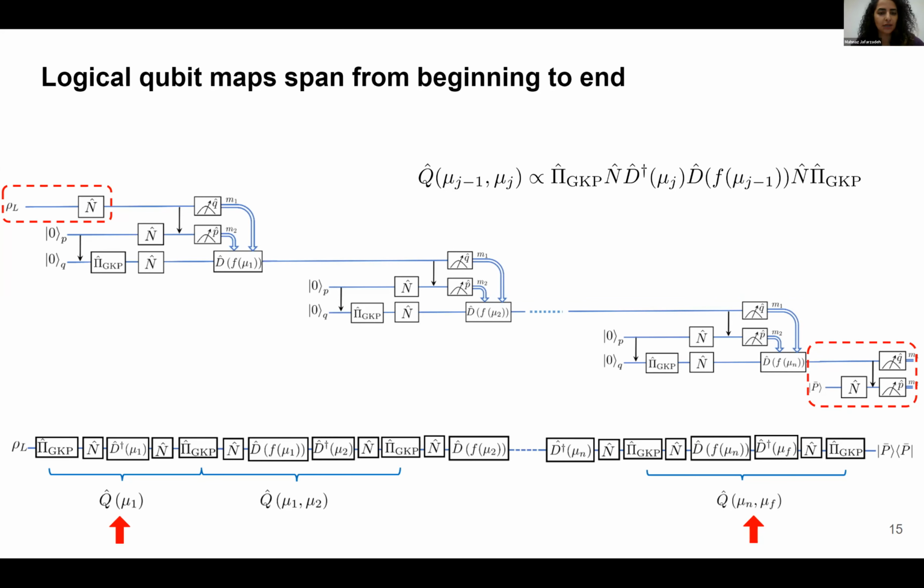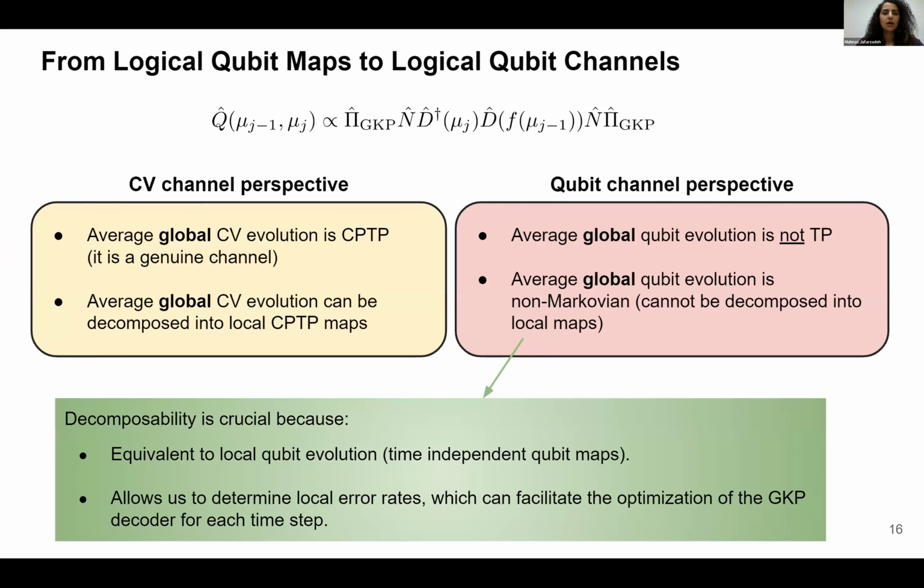So we defined these qubit maps by starting from a CV evolution. That evolution satisfies the following properties. The global CV evolution, if you average over a syndrome, is a CPTP evolution. So it is a true channel.